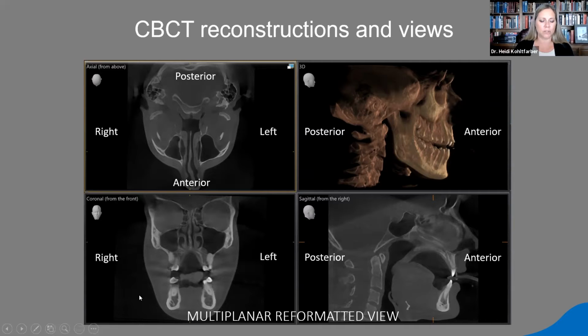And we're looking at a coronal section. Again, remember right and left. This will be superior and inferior. In sagittal sections, we have anterior, posterior, superior, and inferior. And the same thing with our 3D skull view: anterior, posterior, superior, and inferior.